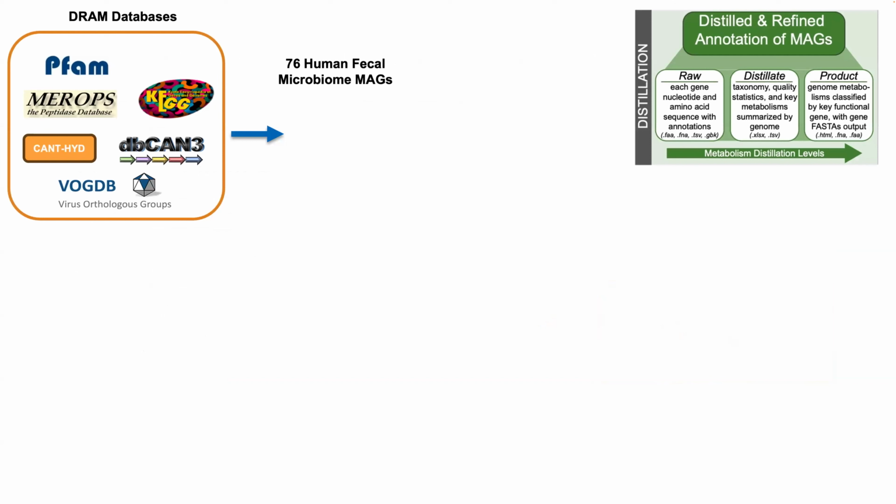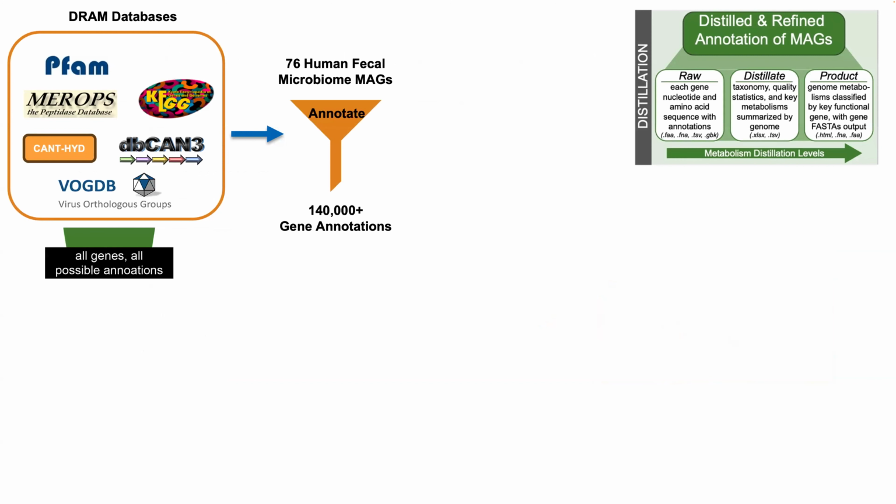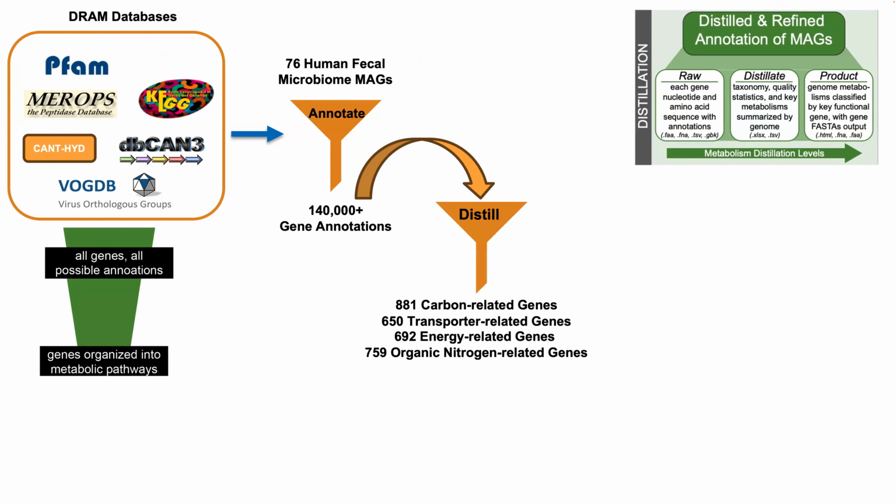And so what does this mean? If we take something like the human fecal microbiome MAGs, there's 76 MAGs. This is just a data set that we had on hand. This is about 40,000 gene annotations that you'd have to read through to understand all of these MAGs. That's a lot. Then if you go down a level into the distillate, we get 881 carbon related genes, 650 transporter, 692 energy.